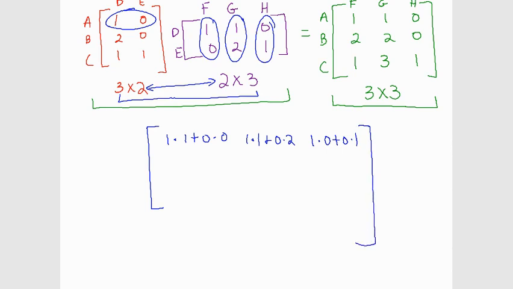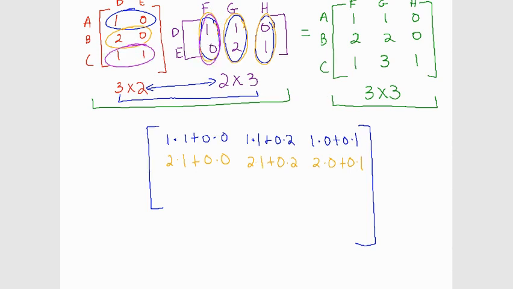And now we're going to go ahead and work through this row. 2 times 1 plus 0 times 0. And then we're going to multiply by this. We get 2 times 1 plus 0 times 2. Then we're going to multiply by here. That's 2 times 0 plus 0 times 1. And then finally, we're going to go with this row and these columns.